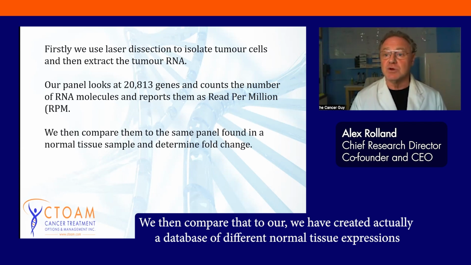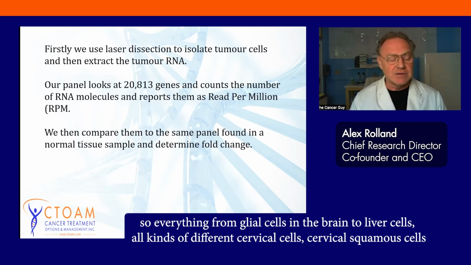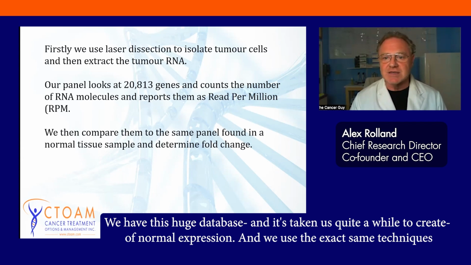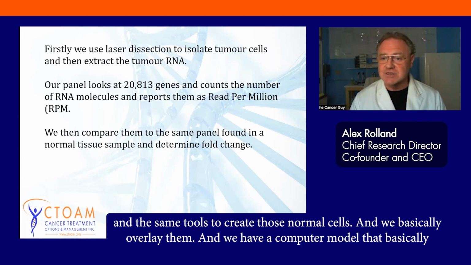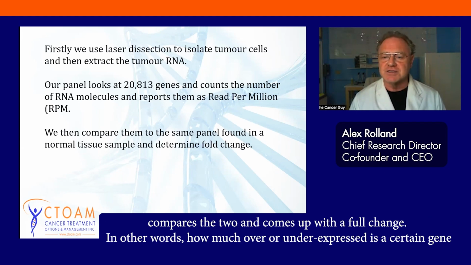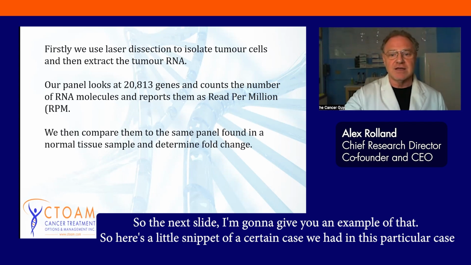We then compare that to a database we have created of different normal tissue expressions. So, everything from glial cells in the brain to liver cells, all kinds of different cervical cells, cervical squamous cells. We have this huge database that's taken us quite a while to create of normal expression. And we use the exact same techniques and the same tools to create those normal cells. And we basically overlay them. And we have a computer model that basically compares the two and comes up with a fold change. In other words, how much over or under expressed is a certain gene. So the next slide, I'm going to give you an example of that.